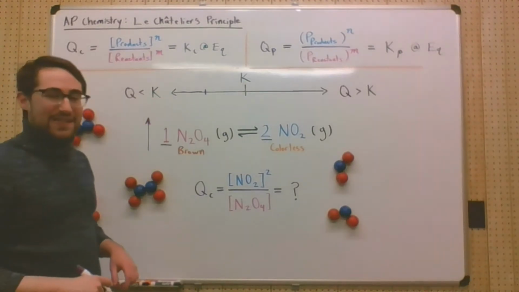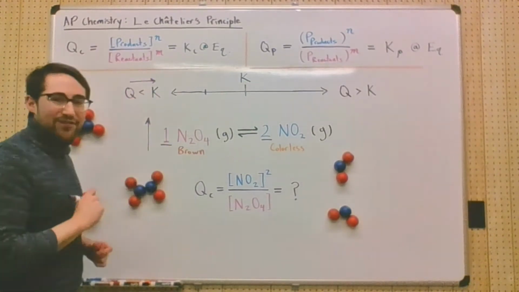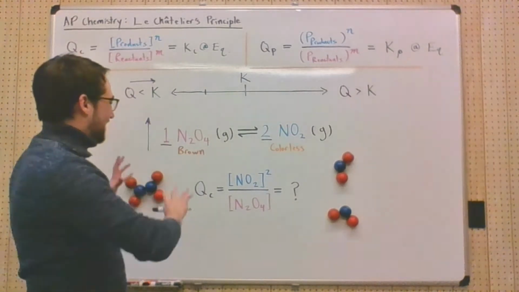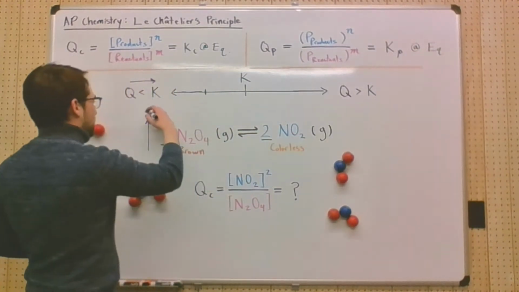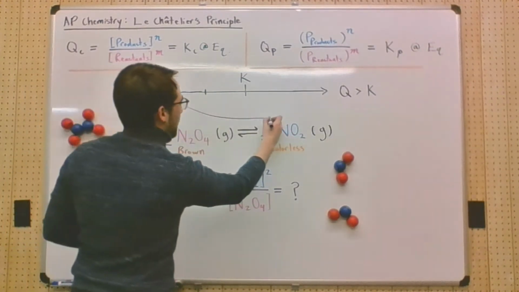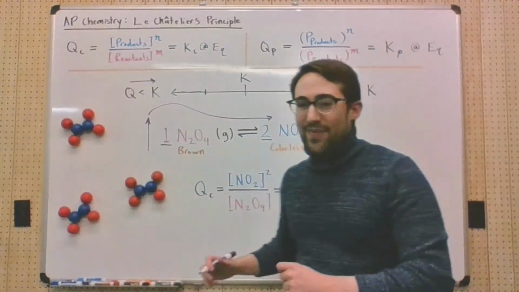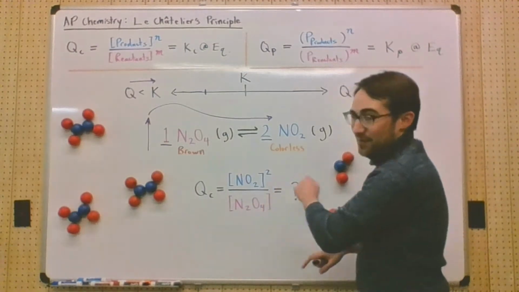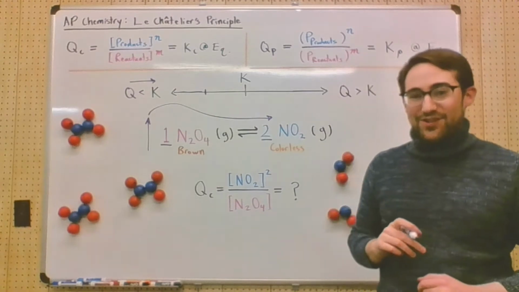With a Q less than K, I'm going to shift my reaction to the right towards the products. Okay? I'm going to end up pushing this reaction over more in the forward direction to make more of my product, to get a bigger number up here, a smaller number down here, and to reach back to my original K.